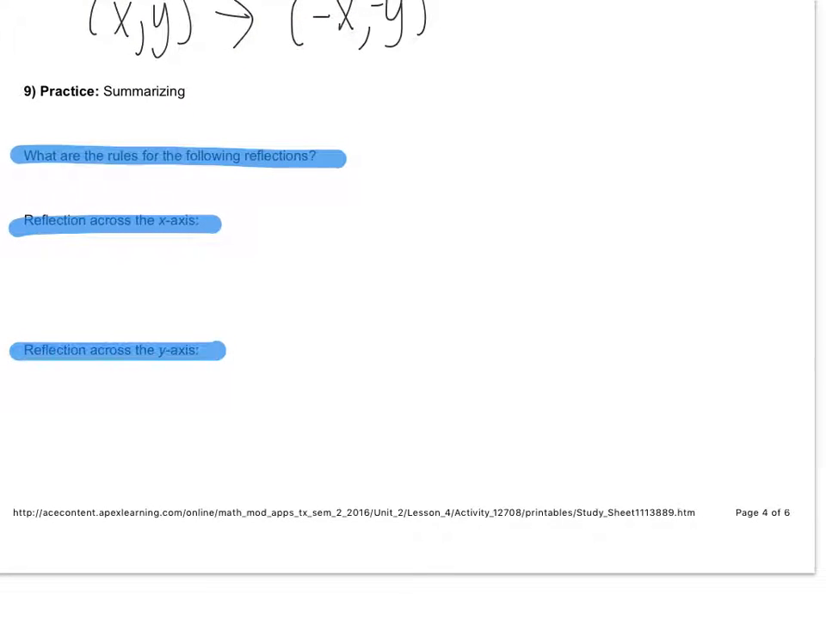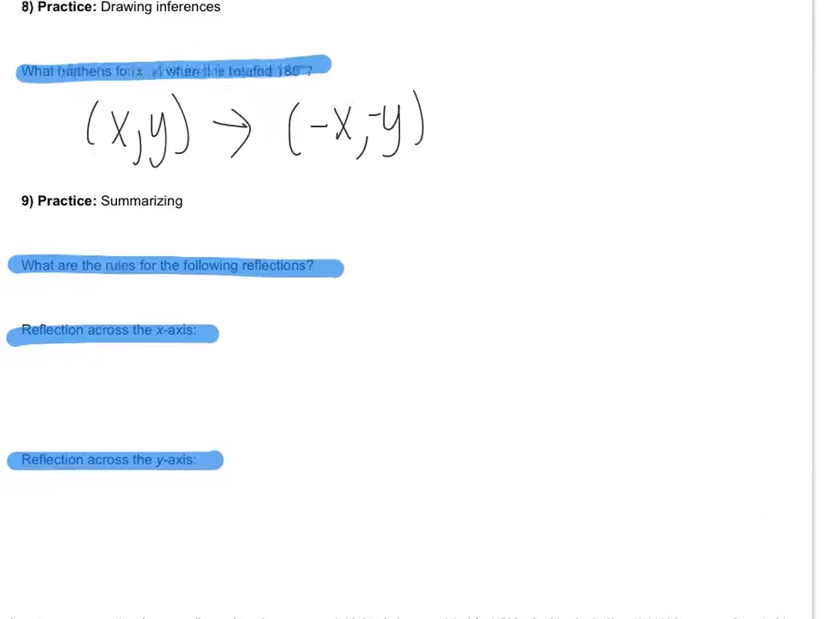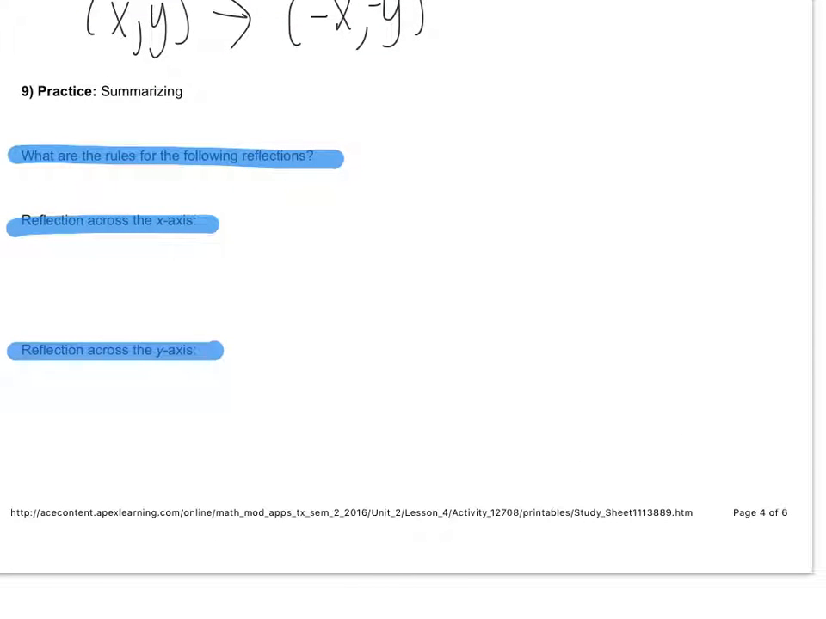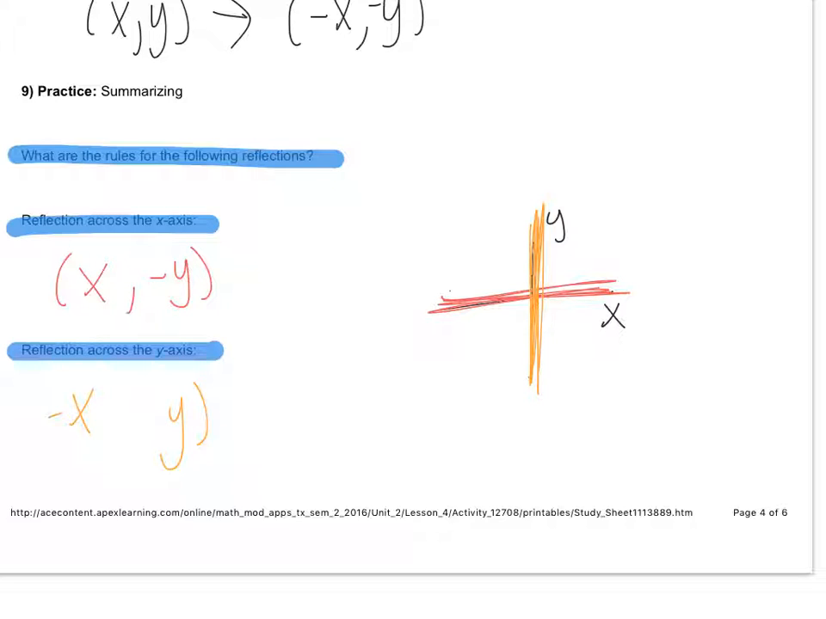Summarizing, number 9 says, what are the rules for the following reflection? A reflection across the y-axis. Across the x-axis. So here we go. Let me get a pen. So across, this is y, this is x. When we flip it across the x-axis, the x value stays the same and the y value changes. Now, when we reflect across the y-axis, the y value is going to stay the same. It's not going to go up or down, but the x value is going to change.